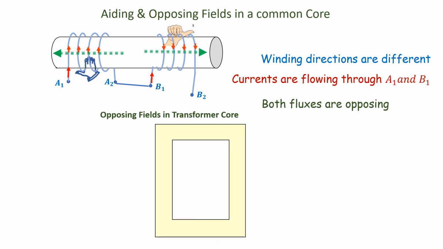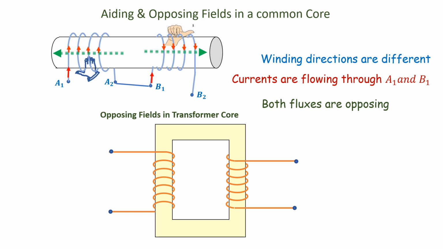Now let us understand the opposing magnetic fields in a transformer core. This is the transformer core. You see two vertical limbs in this core. Around the left vertical limb, wind a coil as being shown now in this figure. On the right side limb, wind another coil with some number of turns. These two are called as primary winding and secondary winding.